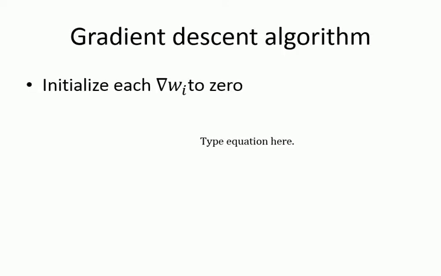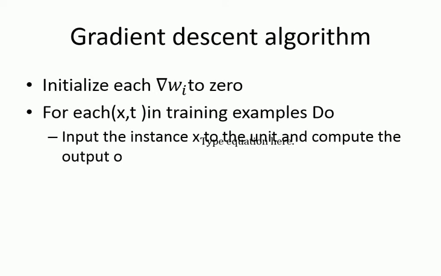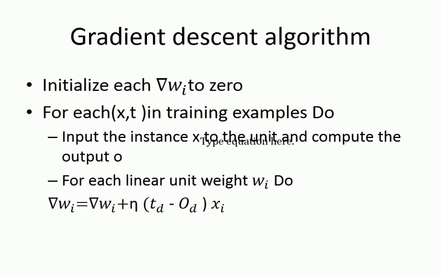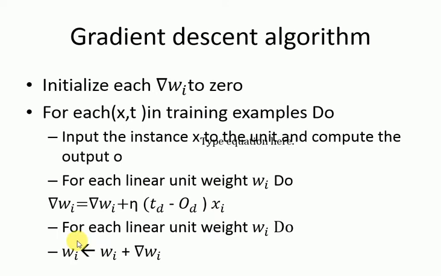Now the gradient descent algorithm is written as: initialize the derivative to 0 and then the input value, and for each linear unit weight w of i, this is the derivative we have calculated, and for each unit weight w of i do w of i equals w of i plus the derivative of i.